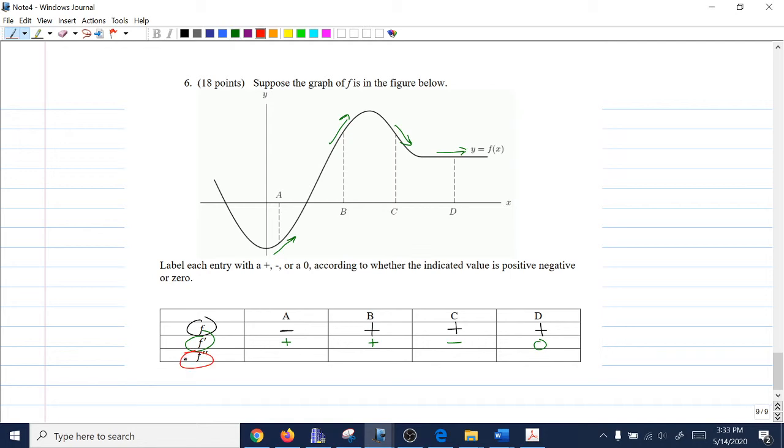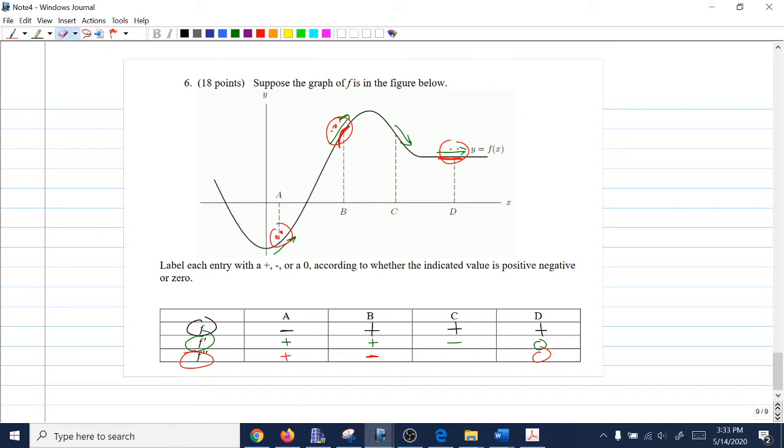This is asking about concavity. Are we concave up or concave down? This is a smiley type of curve, so that's concave up, positive. This one is a frowny type curve. It's bending this way. That's a negative. D is completely a straight line, right? So that's the one that is neither concave up nor concave down. That one should be a 0.